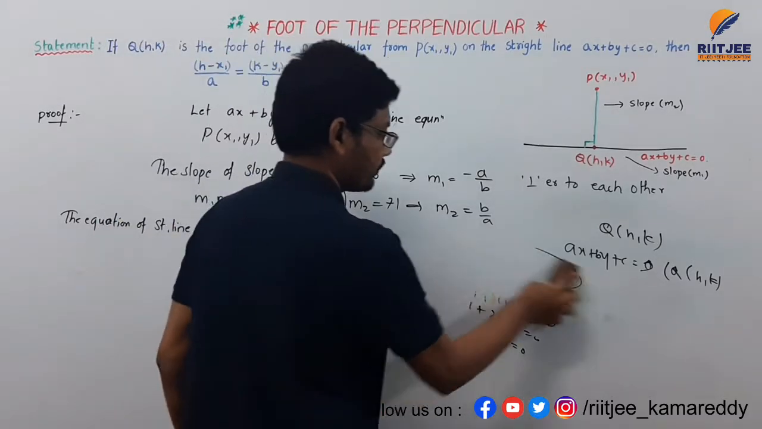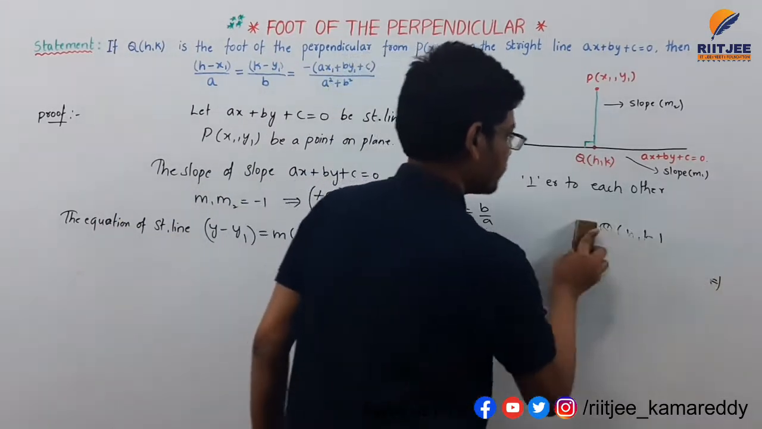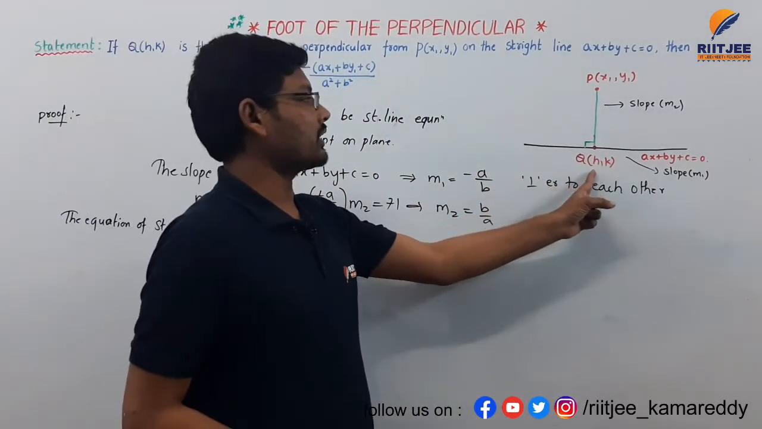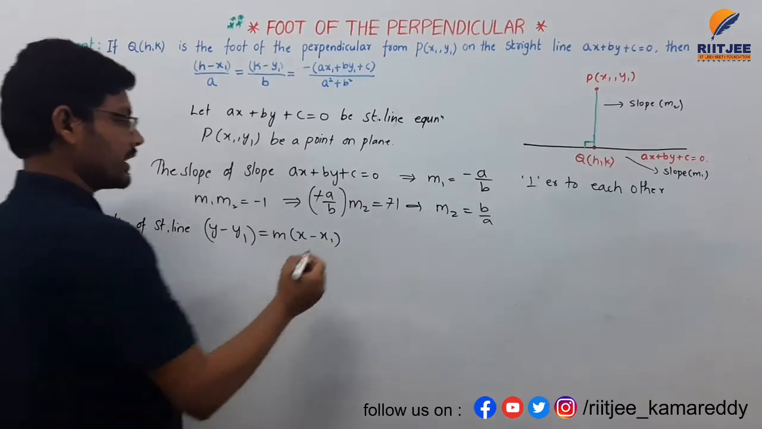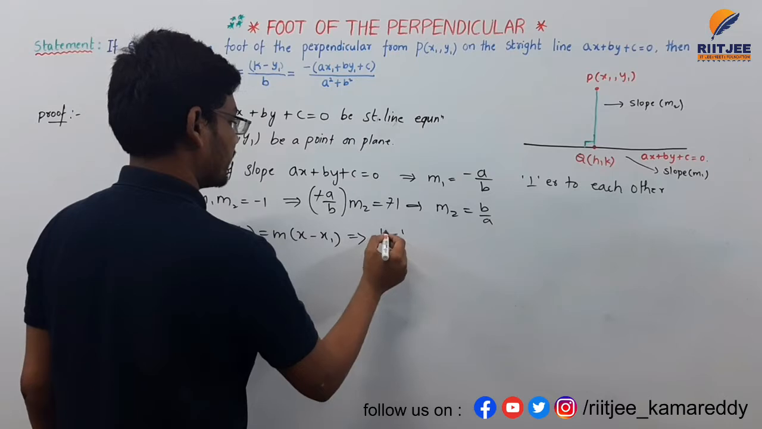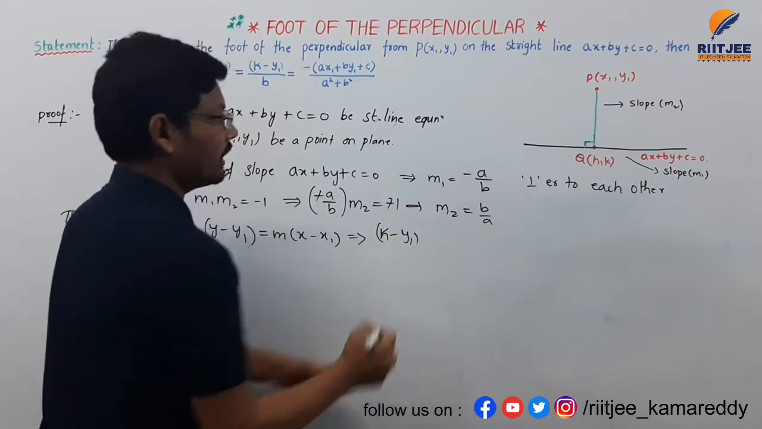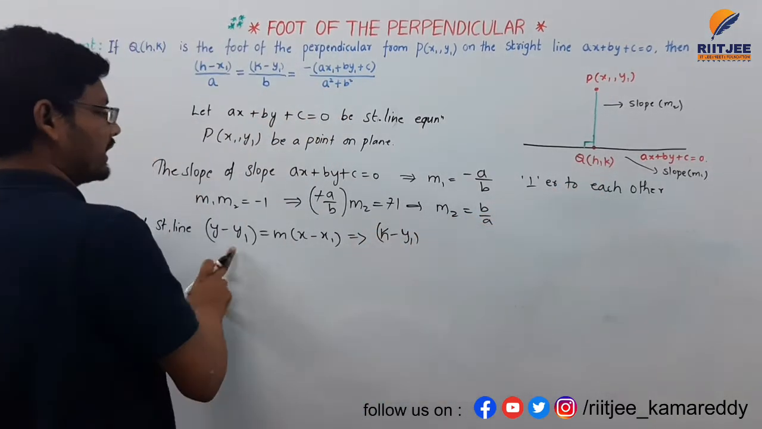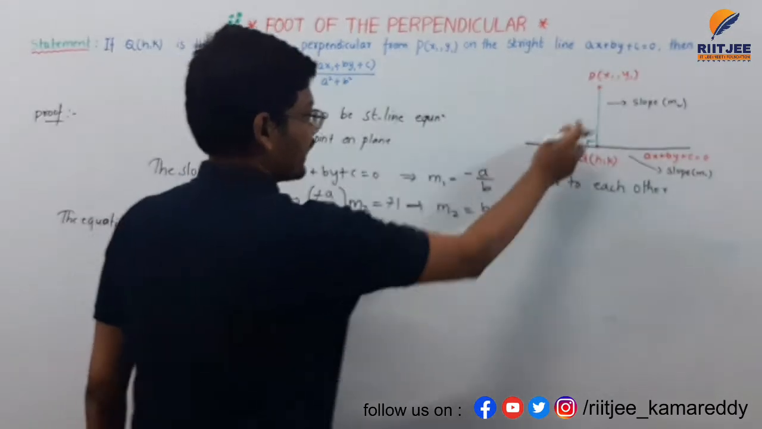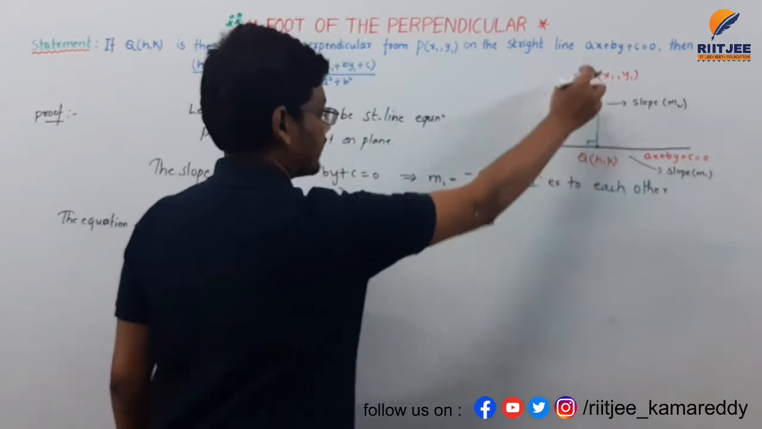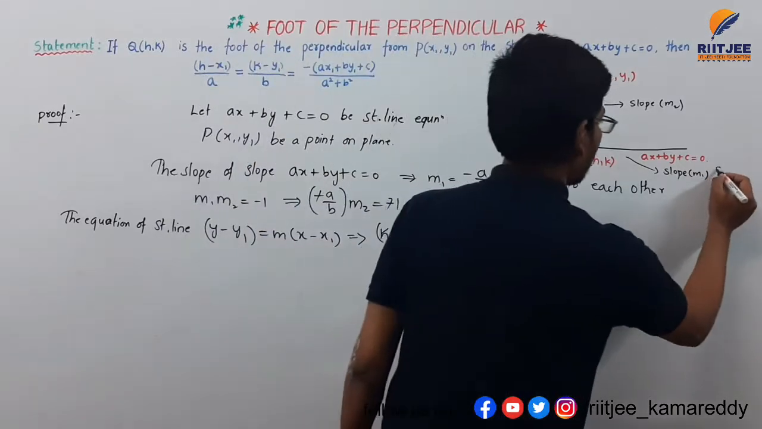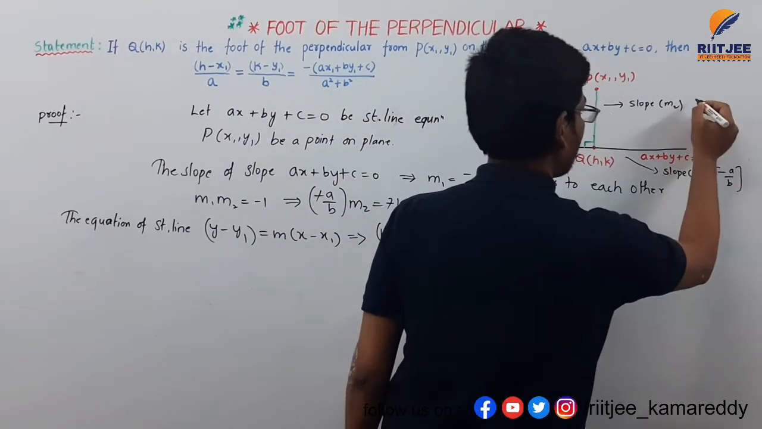And in that way, I am substituting h comma k here, so then it will become y minus y1, where y is k and x is h, and m is nothing but m2 here. Here we are finding the equation of this line. So this slope is b by a, while the other slope is already we have, that is minus a by b. This slope is b by a.